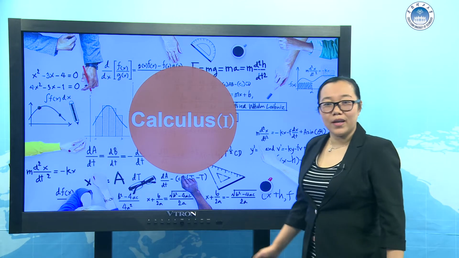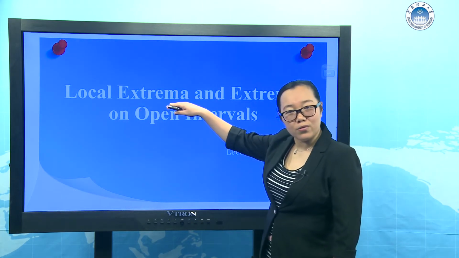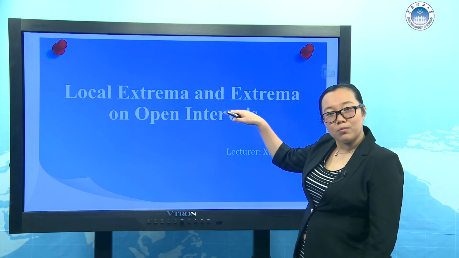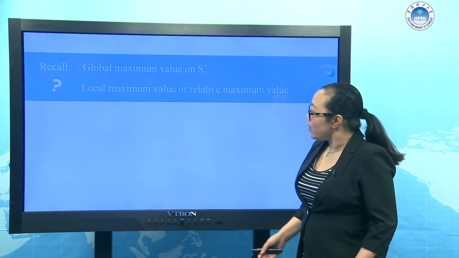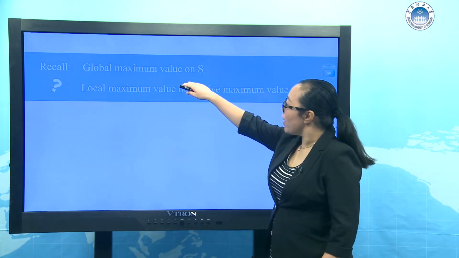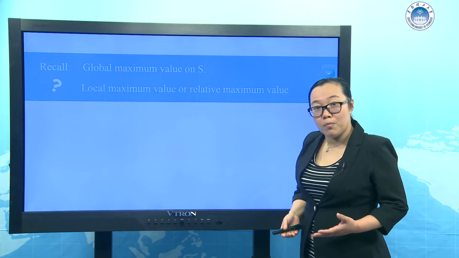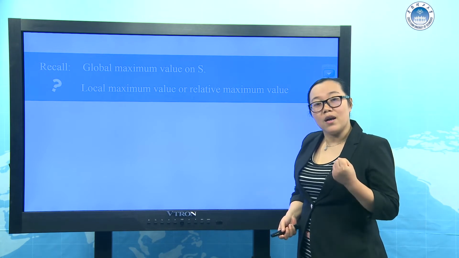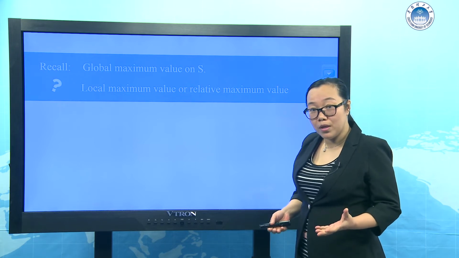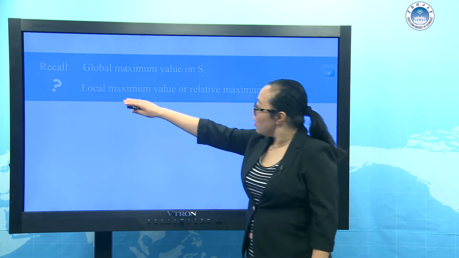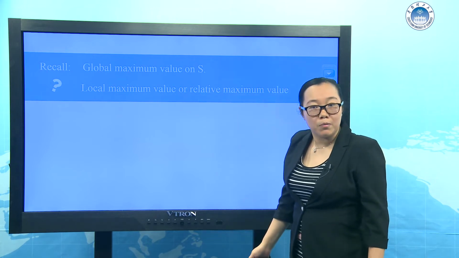Today we study Calculus 1. The topic is local extrema and extrema on open intervals. We have studied global maximum values on the given domain. What is our global maximum? It means the highest mark in your school. What does local mean? It means local maximum value or relative maximum value.